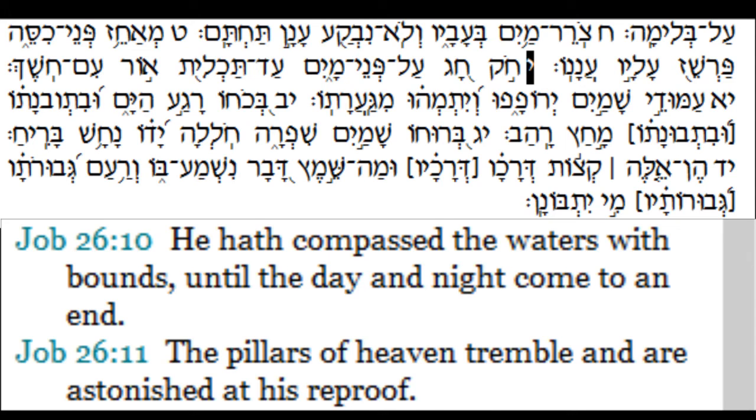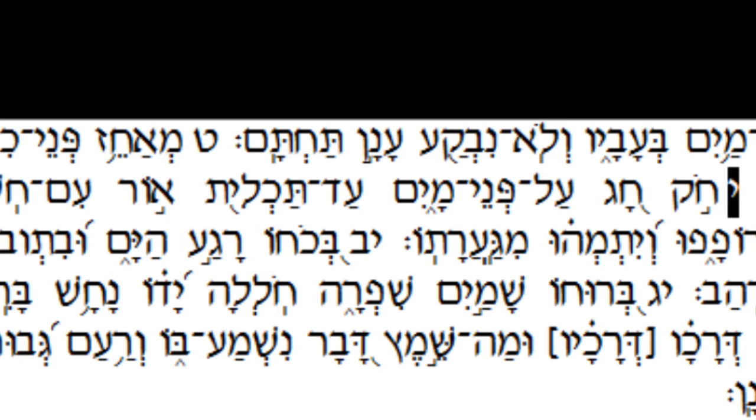So you have to understand the Hebrew words as he's going through here, and I'll actually read you the Hebrew, because this is the differentiation. This is a simple KJV translation that I'm reading, where it says, he has compassed the waters with bounds until the day and night come to an end, whereas when we read it in the Hebrew, we find the Hebrew is giving us a picture of something a bit different, which correlates with what Ernest Klein talks about here.